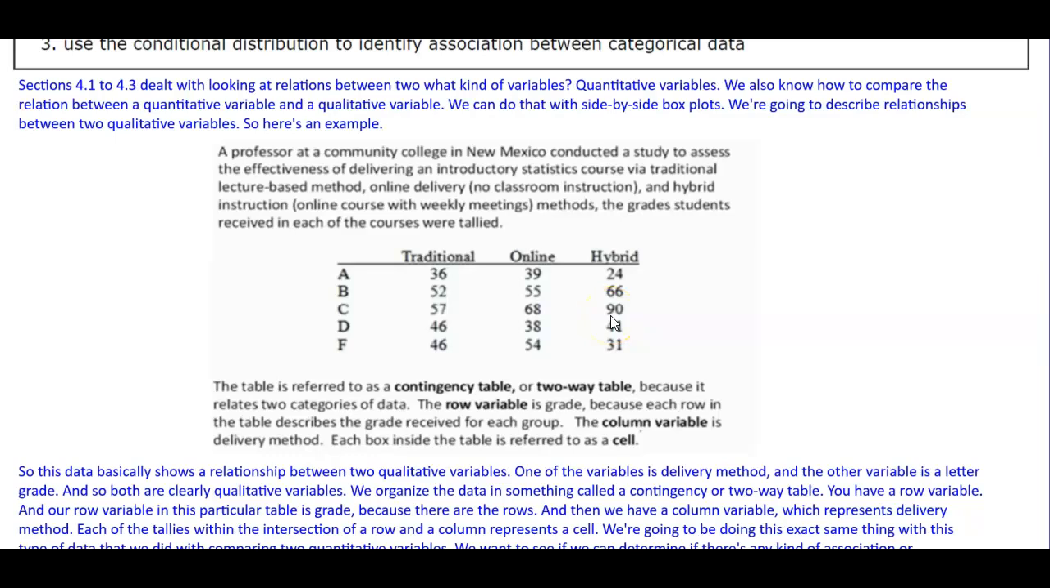Now, the table is referred to as a contingency table or a two-way table because it relates two categories of data. We have the row variable, which is the grade, because each row in the table describes the grade received for each group. And then we have the column variable, which is the delivery method, meaning traditional, online, and hybrid. Each box inside the table is referred to as a cell.